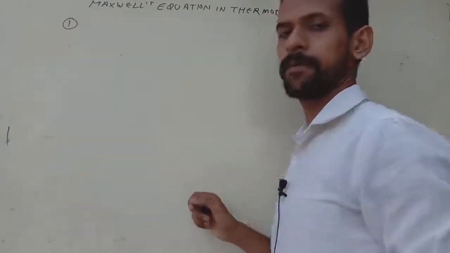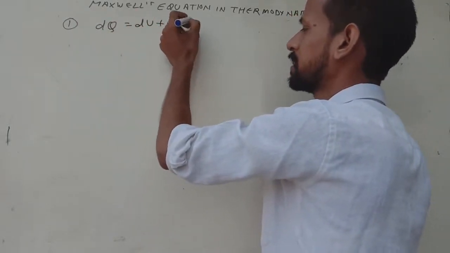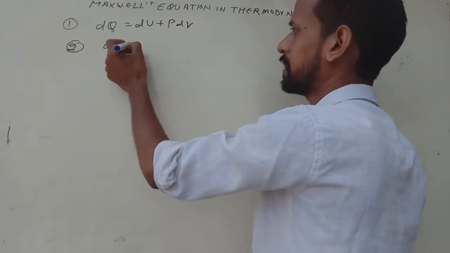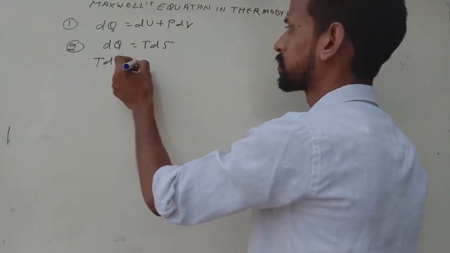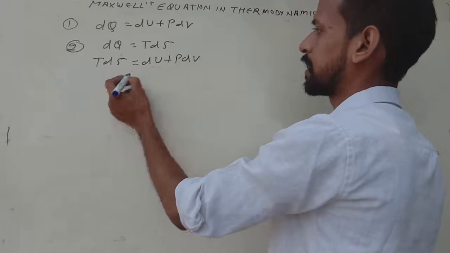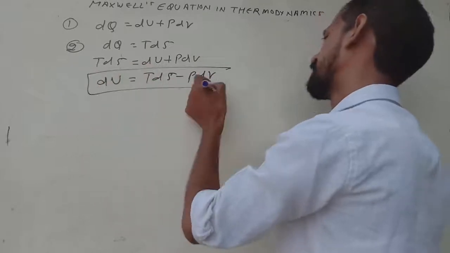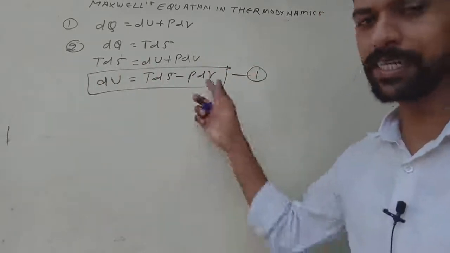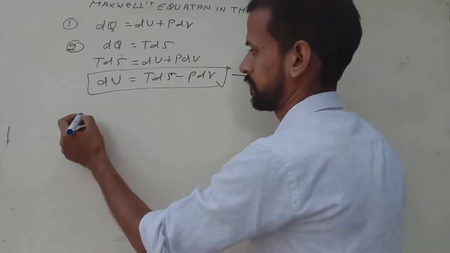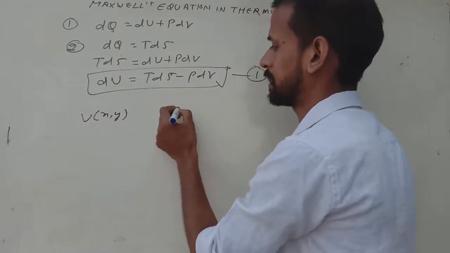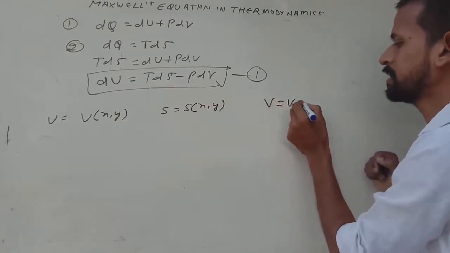First we write the first law of thermodynamics, that is dq is equal to du plus p dv, and the second law of thermodynamics in terms of entropy, which is T ds. After combining these two equations we can write T ds is equal to du plus p dv. It can also be written as du is equal to T ds minus p dv. This is equation number 1. Now we can introduce two independent variables x and y, as u is u of x, y, s is s of x, y, and v is v of x, y.